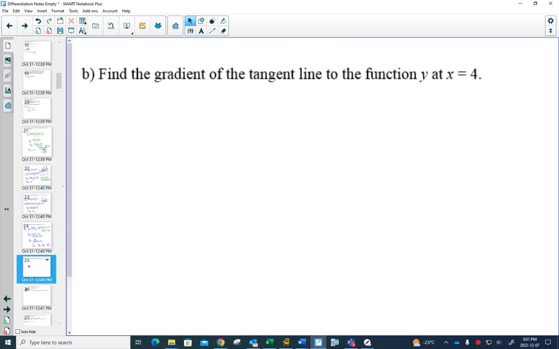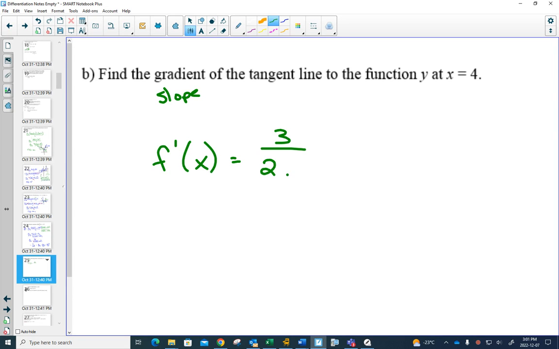Okay, part B to this one. If you want to find the gradient, that's another word for slope, of the tangent line when x is equal to 4, well, we figured out that the derivative was 3 over 2 root x. Actually, in this question, they used this notation. They said find dy dx, so we should keep the same notation that the question asked for. We found the derivative to be this. Is it hard to plug in 4?